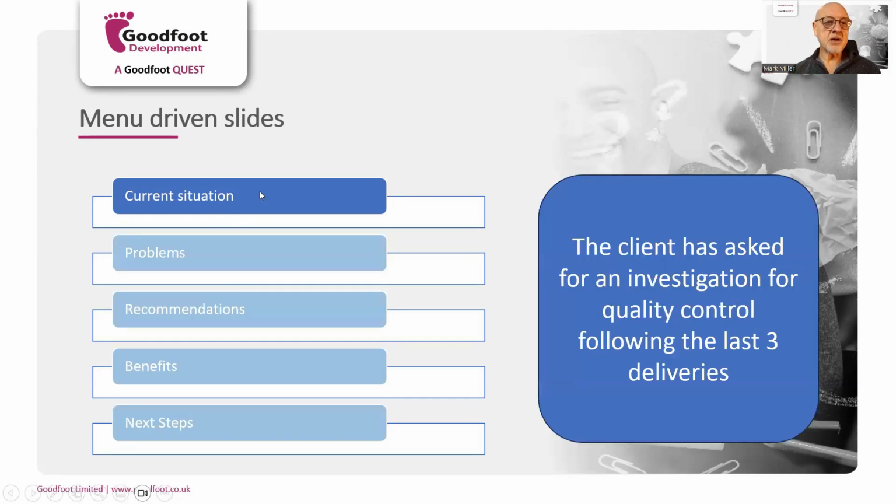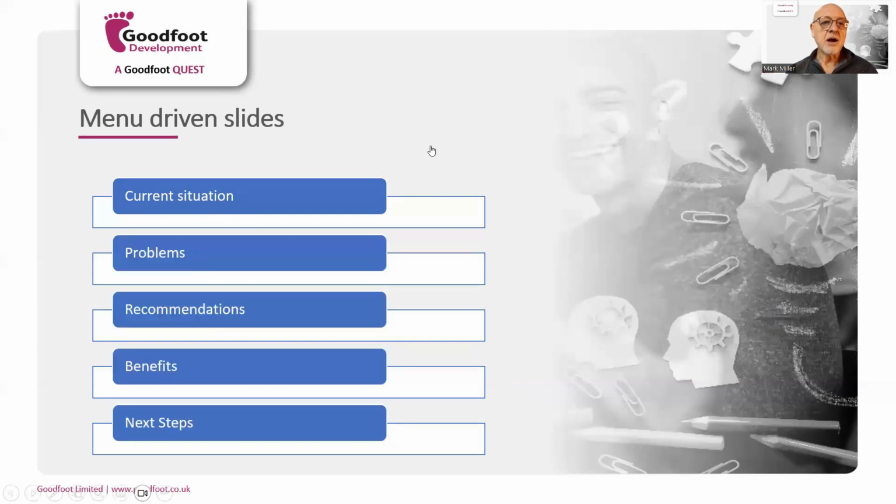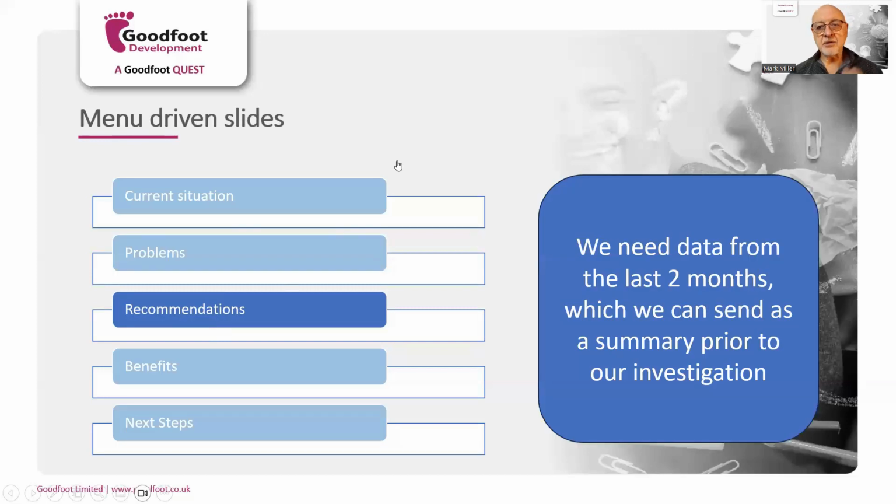So for more information on the current situation, we click that and we go to the current situation. If we want the recommendations, we click on the recommendations slide, we go to the recommendations. And from anywhere in the presentation, we can move around from agenda item to agenda item by menu driving that particular presentation. And I'll indicate with the attached documents how you can do that.